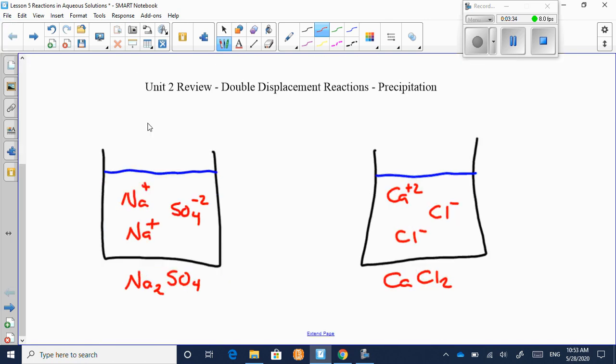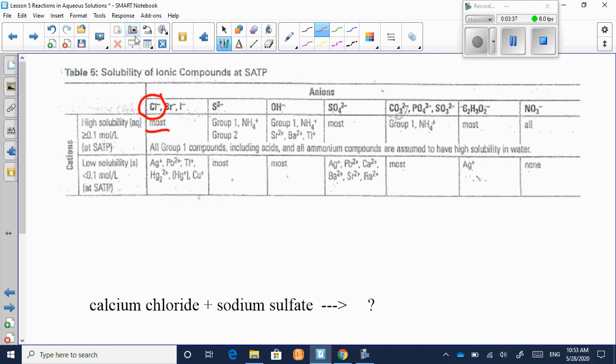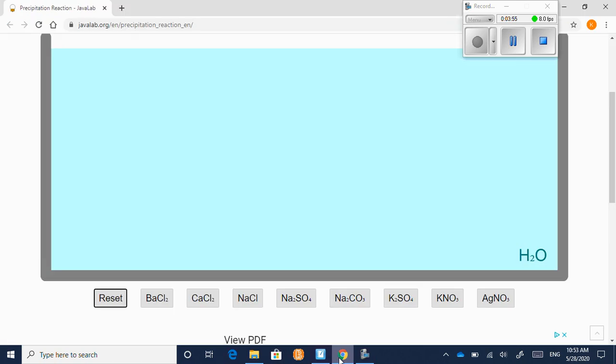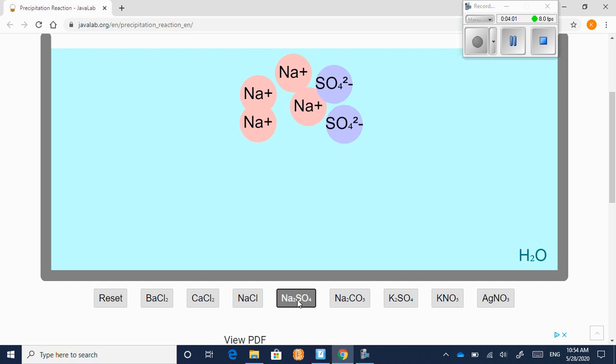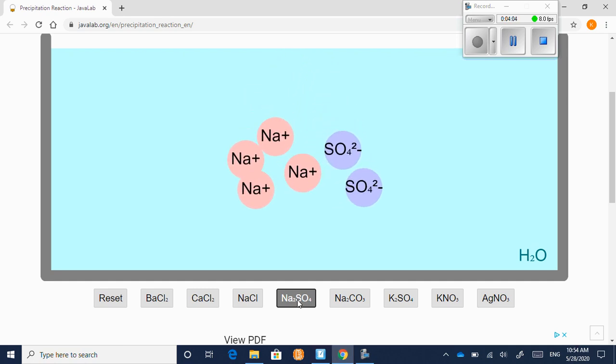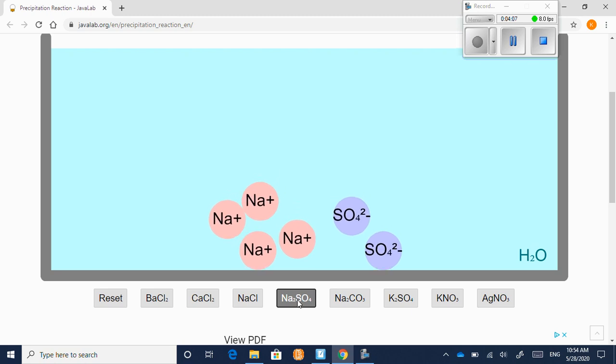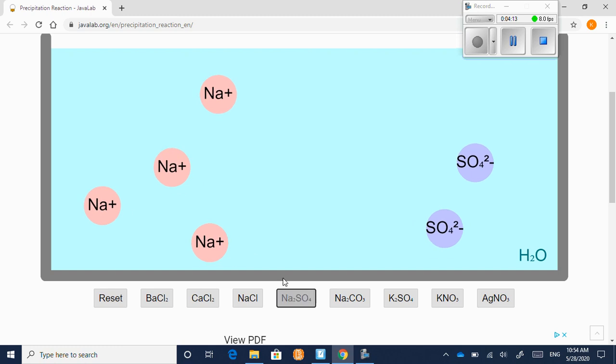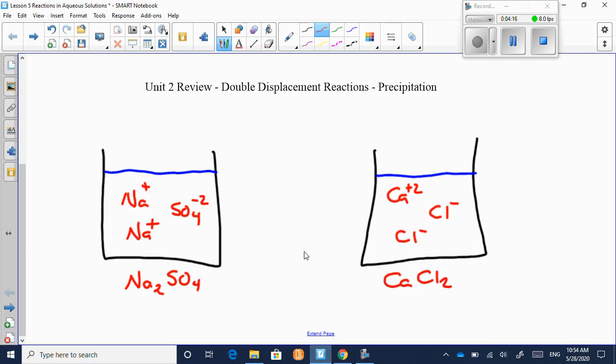Let's check the other one out. The other one was sodium sulfate. Let's look over here. There's sulfate. Most things are soluble, and let's double check whether sodium is one of the exceptions. No, sodium's not one of those, so good. Both of these are soluble. I showed you calcium chloride, and here I'll show you sodium sulfate. If I add a bunch of sodium sulfate in, it shows that it breaks apart into its ions, and these ions are going to float around in there. I want you to picture that as we do our little discussion.